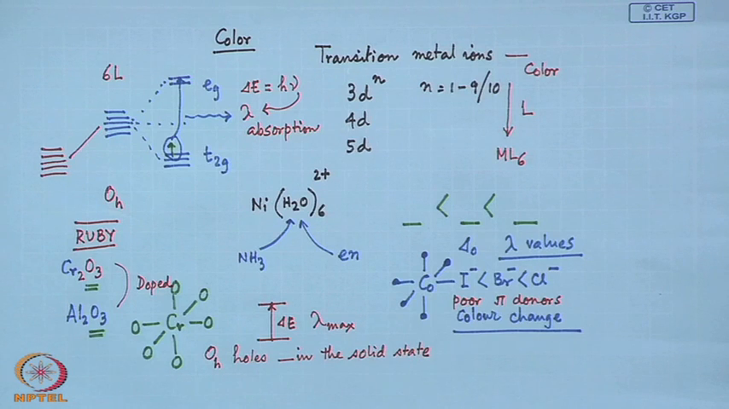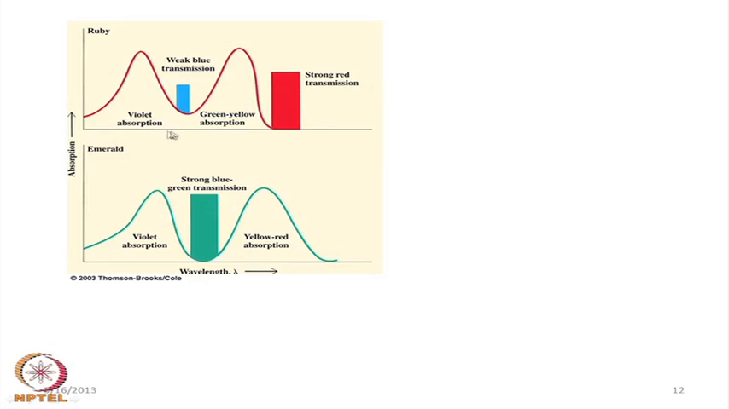So, in that solid state structure basically we will be getting those holes, and chromium will be in the oxide environment. Depending upon the corresponding number of unpaired electrons, we can have the corresponding spectroscopic states, and those spectroscopic states will be utilized for transition. So, what we see is that we have absorption in the violet range and absorption in the green yellow range. So, we will have weak blue transmission as well as strong red transmission.